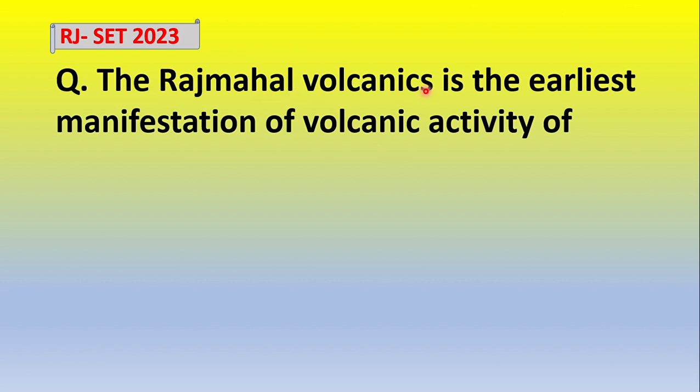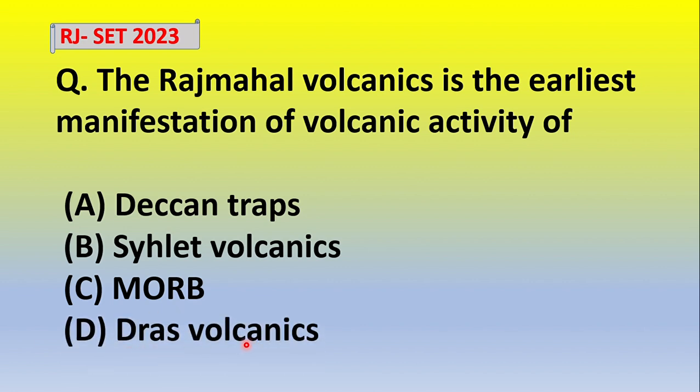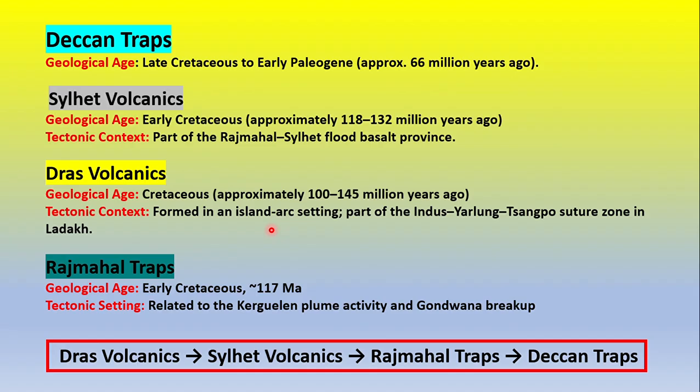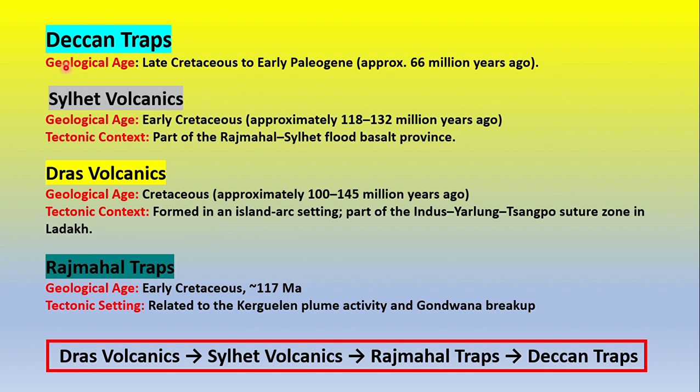The Rajmahal volcanics is the earliest manifestation of the volcanic activity of Deccan Trap, Sylhet volcanics, mid-oceanic ridge basalt, and the Dras volcanics. So, which one is the correct answer? The Rajmahal volcanics is the earliest manifestation of the volcanic activity of Deccan Trap. Correct answer is the Deccan Trap. Rajmahal is the earliest manifestation of the Deccan Trap. So remember the geological age of the Deccan Trap, late Cretaceous to early Paleogene, approximately 66 million years ago.